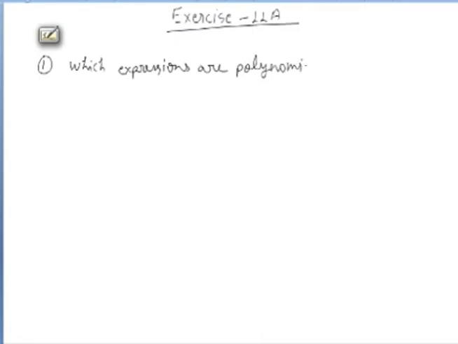Polynomials. Okay. So our first question is 5 minus 7x. This is a polynomial. Why is this a polynomial? Because the power of this term is positive. The power of x is 1 here, so it is a positive integral power. So it is a polynomial.